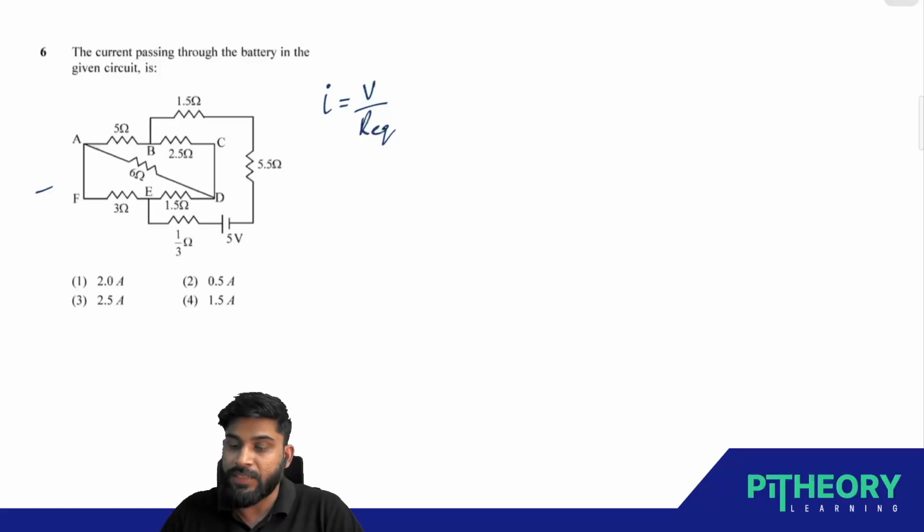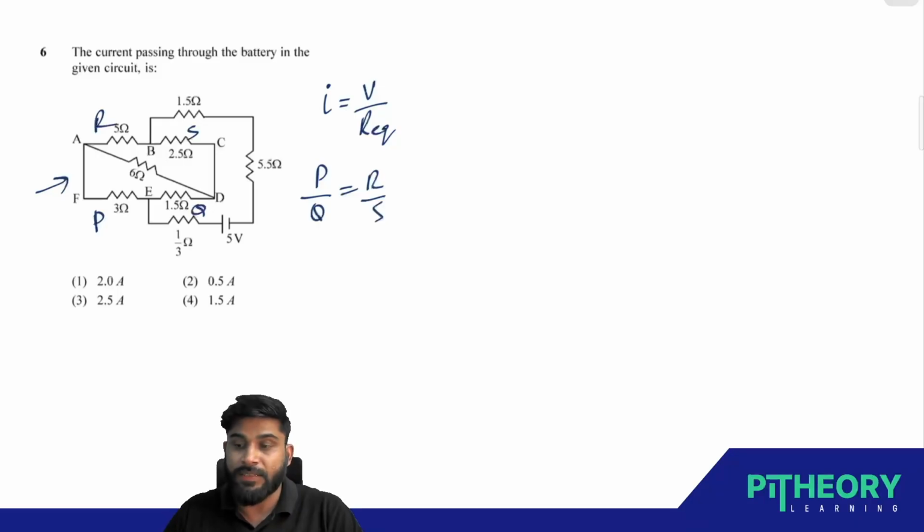It's actually very easy. See this part of the circuit. It is nothing but a Wheatstone bridge. For a balanced Wheatstone bridge, P by Q is equal to R by S. And which are those P, Q, R, and S? Let's say this is P, this is Q, this is R, and this is S.